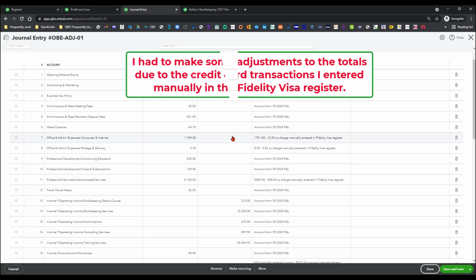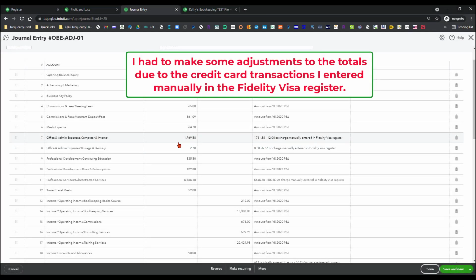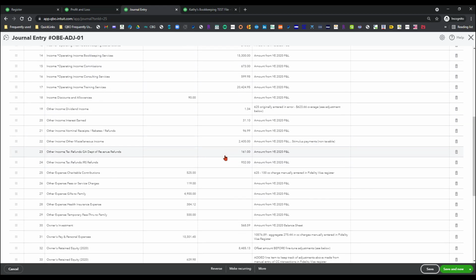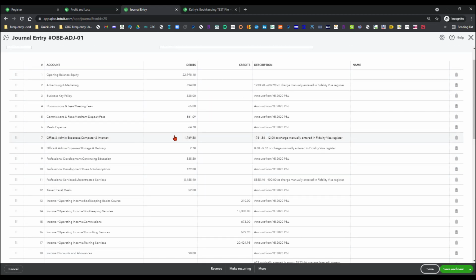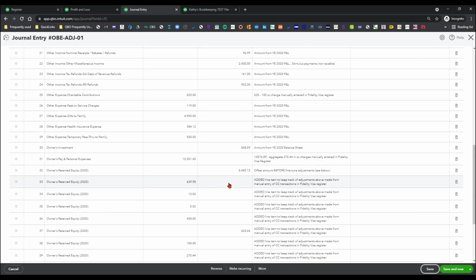Remember the Fidelity Visa card where I entered all those transactions manually? So I had to go in and make a few adjustments to the numbers here. I would rather have those manually entered transactions in there so that I can go ahead and cleanly reconcile that statement. So I went ahead and made those adjustments. But as you can see, when I first started out, I recorded everything in here based on what was on the P&L, and then I added the adjustments separately.